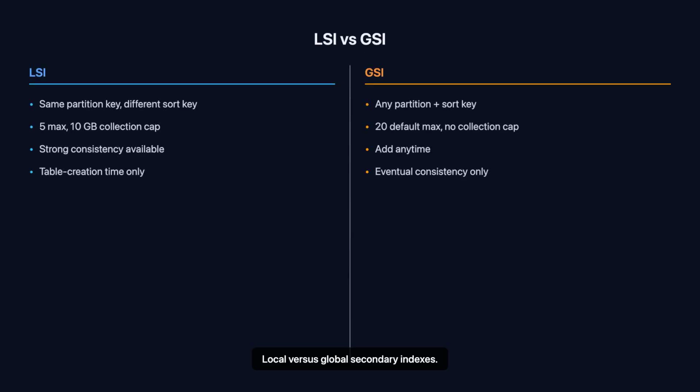Local versus global secondary indexes. An LSI keeps the same partition key with a different sort key, must be created when you create the table, and can give you strongly consistent reads, but it's capped at 5 per table with a 10 gigabyte item collection limit. A GSI uses any keys, can be added anytime, but is eventually consistent only. The 2 things that decide questions are creation time and consistency.